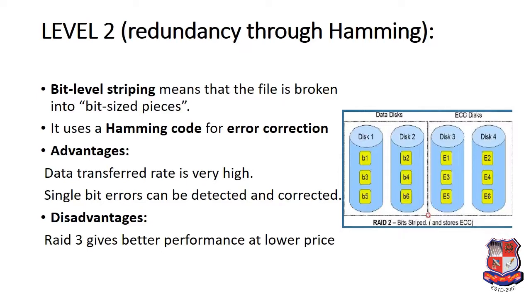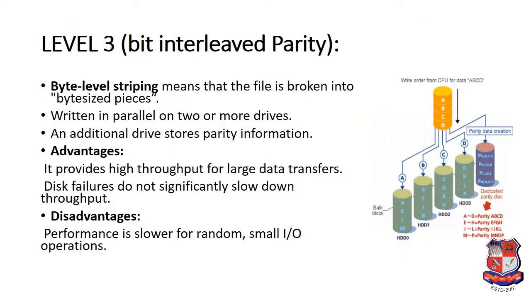The advantage of this type is that data transfer rate is very high. A single bit error can be detected and corrected. If you get any error during any transmission, then we can correct it by the ECC block. Disadvantage, RAID 3 gives better performance at lower price. Level 3, bit interleaved parity.